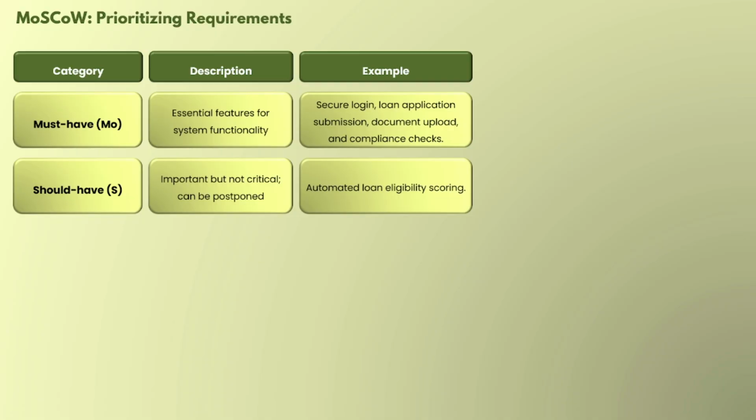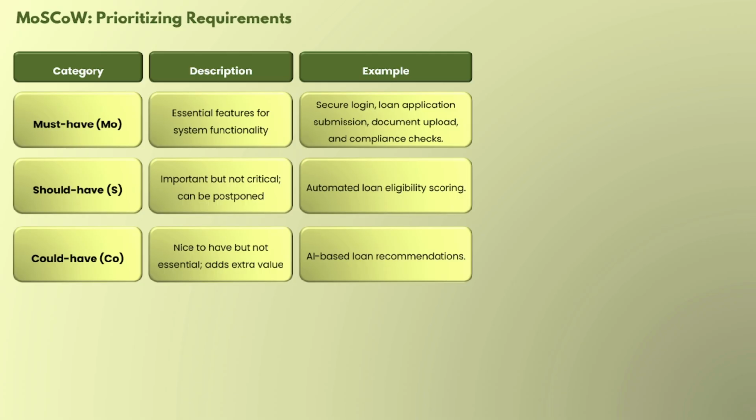Then should have. These are important but not critical, and can be postponed, but they need to be added in a later phase. Although they do not fall under the umbrella of must have, they are features we are thinking about implementing in a later phase, and now and then they can be added. These are important and not critical, but again I am emphasizing the word, it is important. Like automated loan eligibility scoring, this is an example of should have.